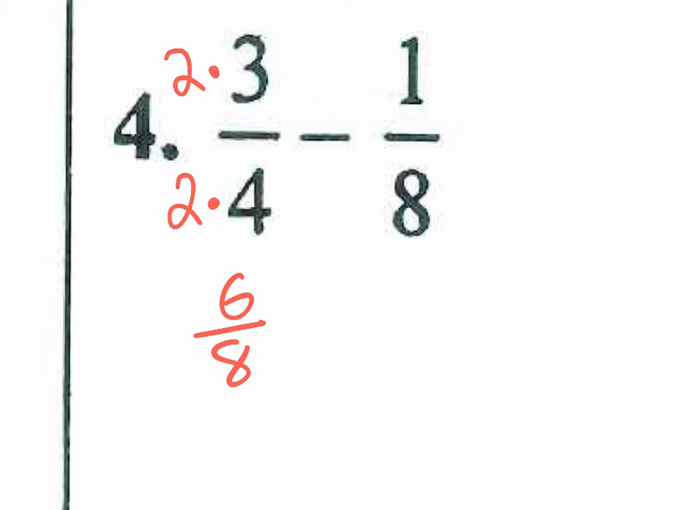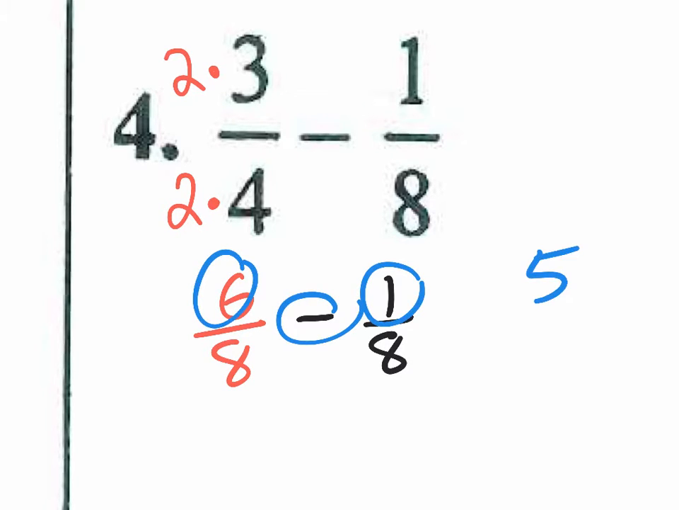So since the 1/8 already has a common denominator, or has that denominator 8, just rewrite it, and it's a minus 1/8. So now you can just do the top with the top. 6 take away 1, that is 5. 5/8. Can't reduce, that's your answer right there.